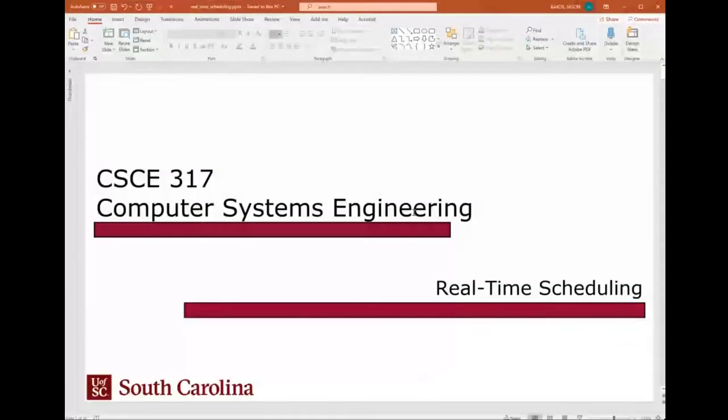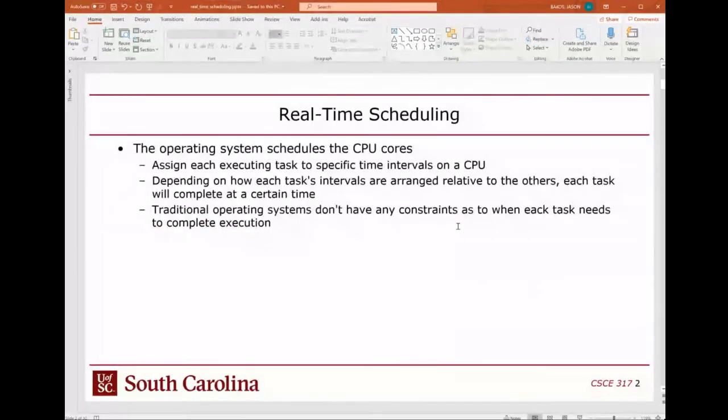Real-time scheduling. So we started talking about this, but it's been a little while, so I'm going to just start from the beginning here and introduce this, and then hopefully we might be able to finish this lecture after Wednesday. Okay, so what is real-time scheduling, or what is a real-time operating system? What is that all about?